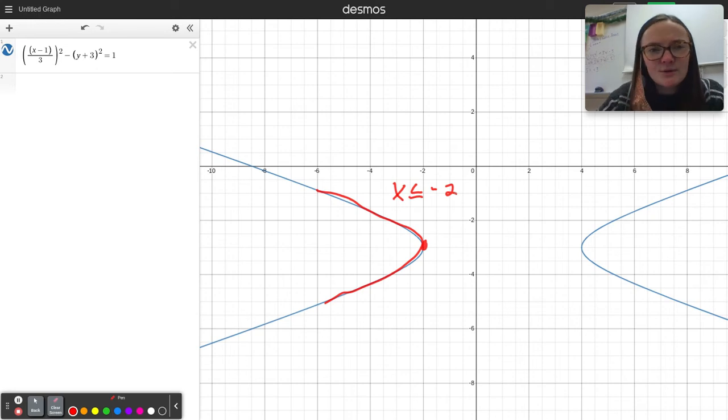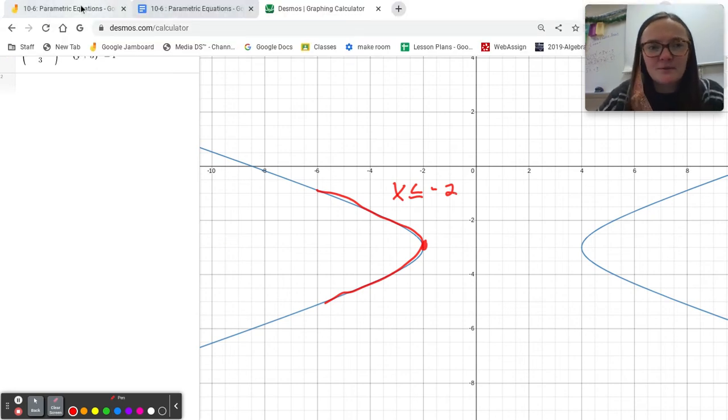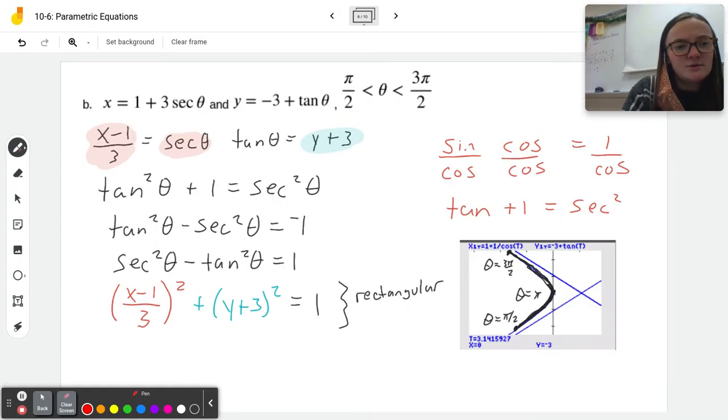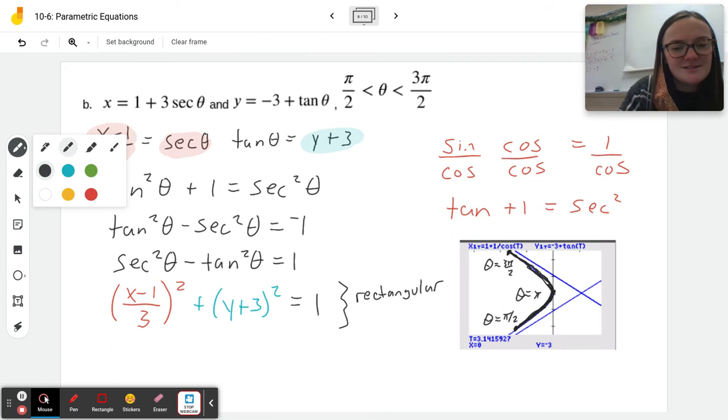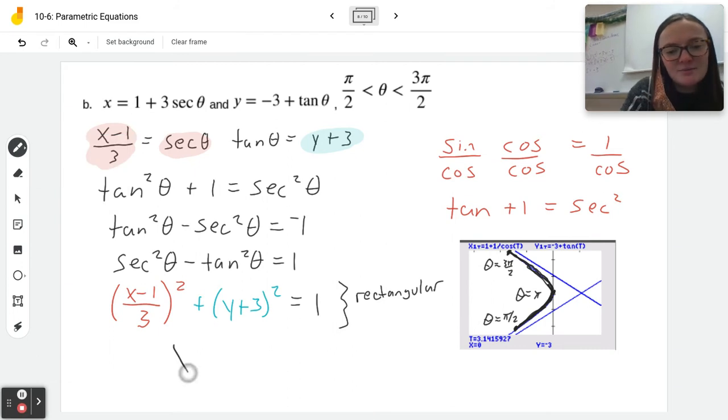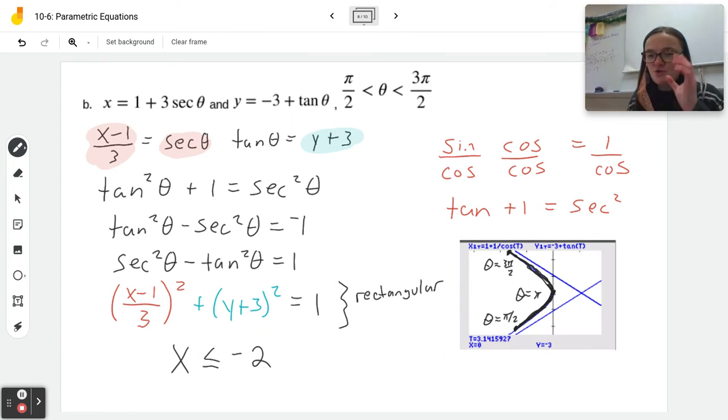So notice how this one also has a restricted domain. So let's go back. We can add our restricted domain just based on what we saw in Desmos. There we go. And we can say that our domain is that x has got to be less than or equal to -2 to get a similar region from our parametric mode.